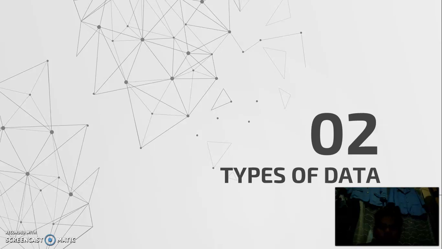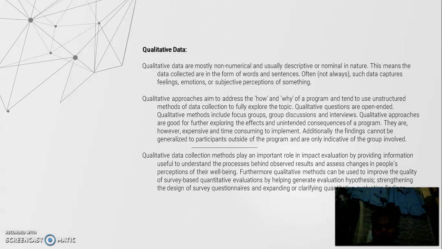Second, types of data. Qualitative data. Qualitative data are mostly non-numerical and usually descriptive or nominal in nature. This means the data collected are in the form of words and sentences. Often, such data captures feelings, emotion, or subjective perception of something. Qualitative approaches aim to address the how and why of the program and tend to use unstructured methods of data collection to fully explore the topic.